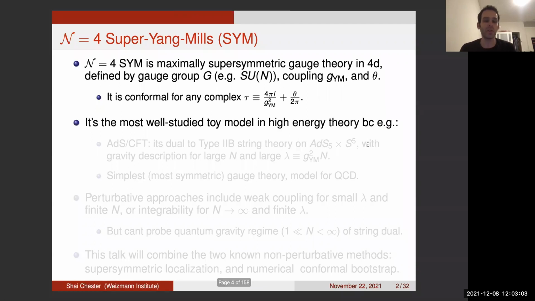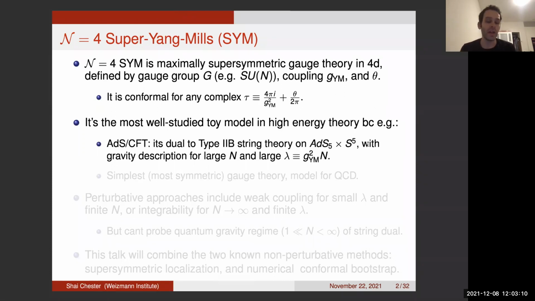N=4 super Yang-Mills is one of the most well-studied toy models in high energy theory for many reasons. One reason is due to AdS/CFT. It's dual to type IIB string theory on AdS5 x S5, where you have a gravity description when N is large and the 't Hooft coupling is large. So it's kind of the paradigmatic example of AdS/CFT.